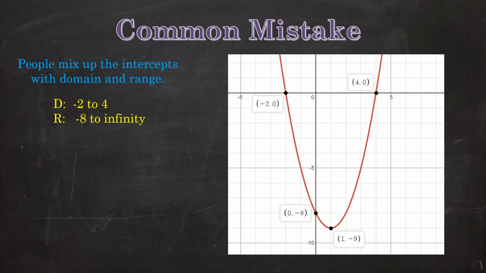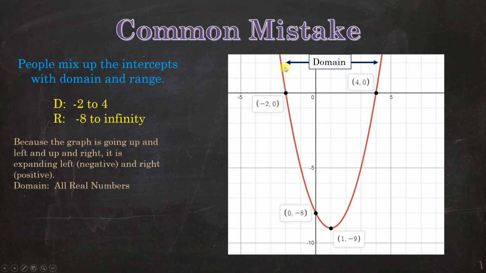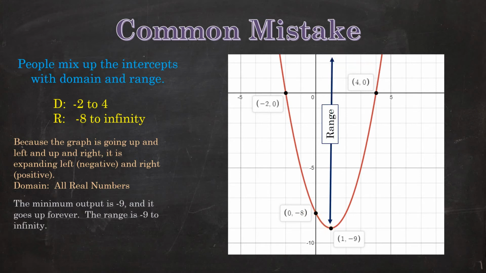Well, that's wrong, of course, because domain is the set of all possible inputs. And this graph right here, it's going to the left and it's going to the right. So the domain is going to be all real numbers. And the range is the set of all possible outputs. And there is an output that's smaller than -8. In fact, there's a whole bunch of them. We can go all the way down to -9. So the range is from -9 to positive infinity. You see? So while it's true, we do look at the x and y axes to figure out what the domain and range is, we don't look for just the intercepts, okay?